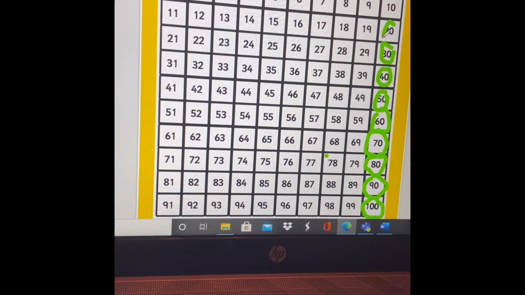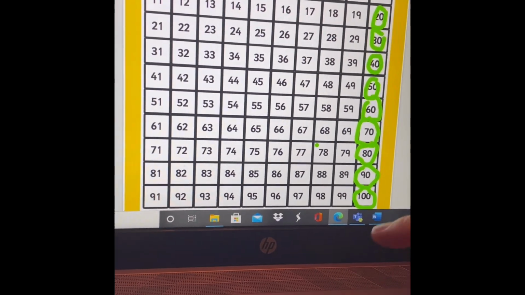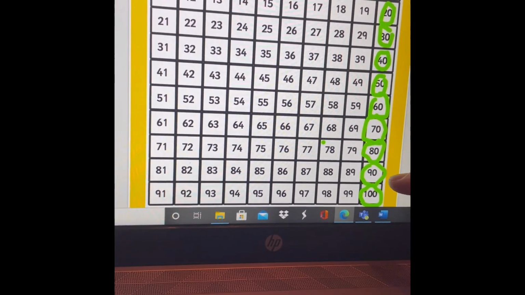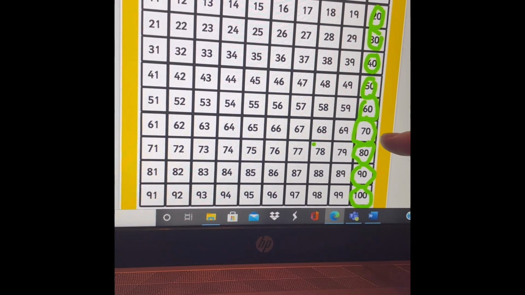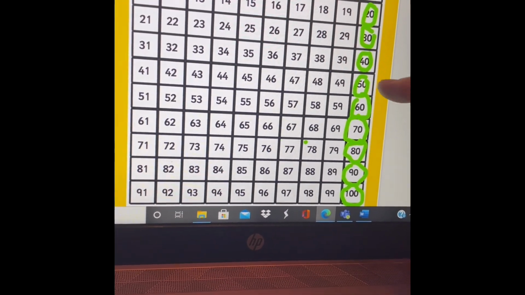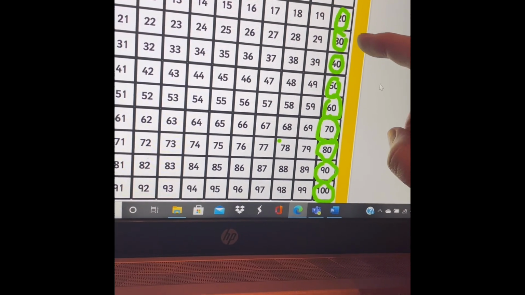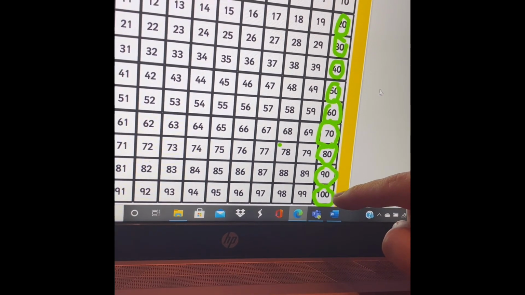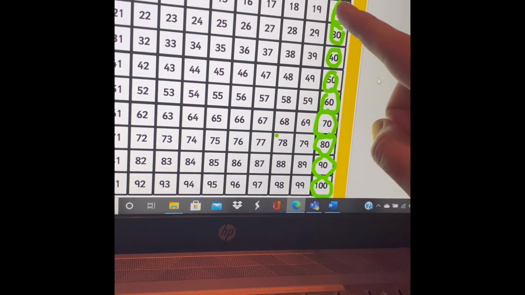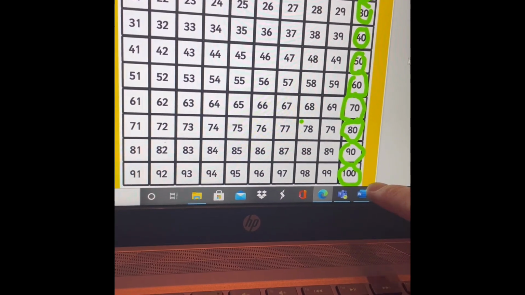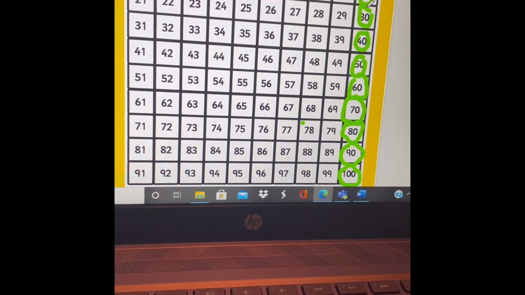Let's count that back to make sure we've got the right answer. 100 take away 10 is 90. Take away another 10 is 80. Take away another 10 is 70. 60, 50, 40, 30, 20. So we take away 80: 10, 20, 30, 40, 50, 60, 70, 80. We now have 100 take away 80 is 20.